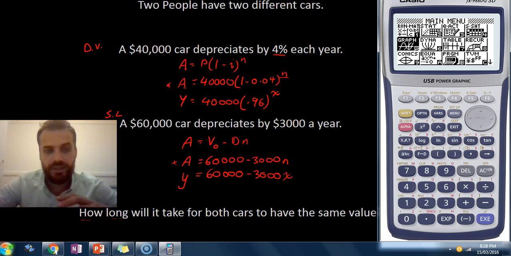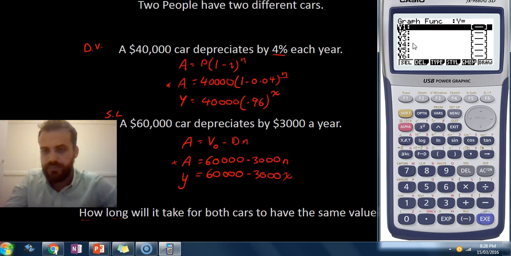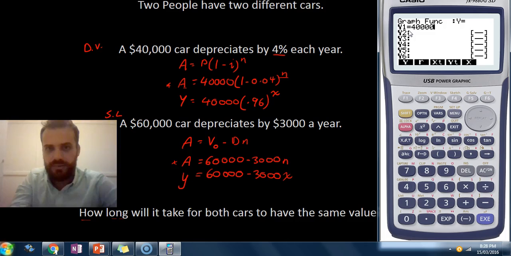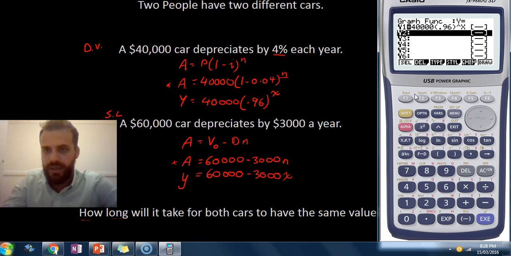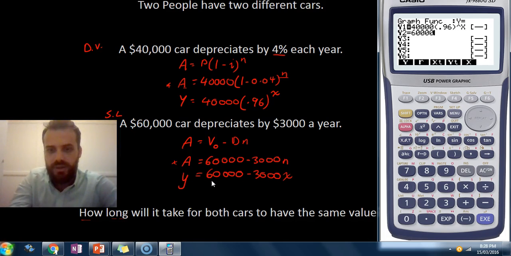So take your graphics calculator, you've done this before, and open up the graphing mode. Now I'm going to type in my first equation here, make sure that it says Y at the front here. Y equals 40,000 times 0.96 to the power of, and then use the X button right there, X. Okay, and I'm going to type in my second equation here. Y equals 60,000 minus 3,000 times X.